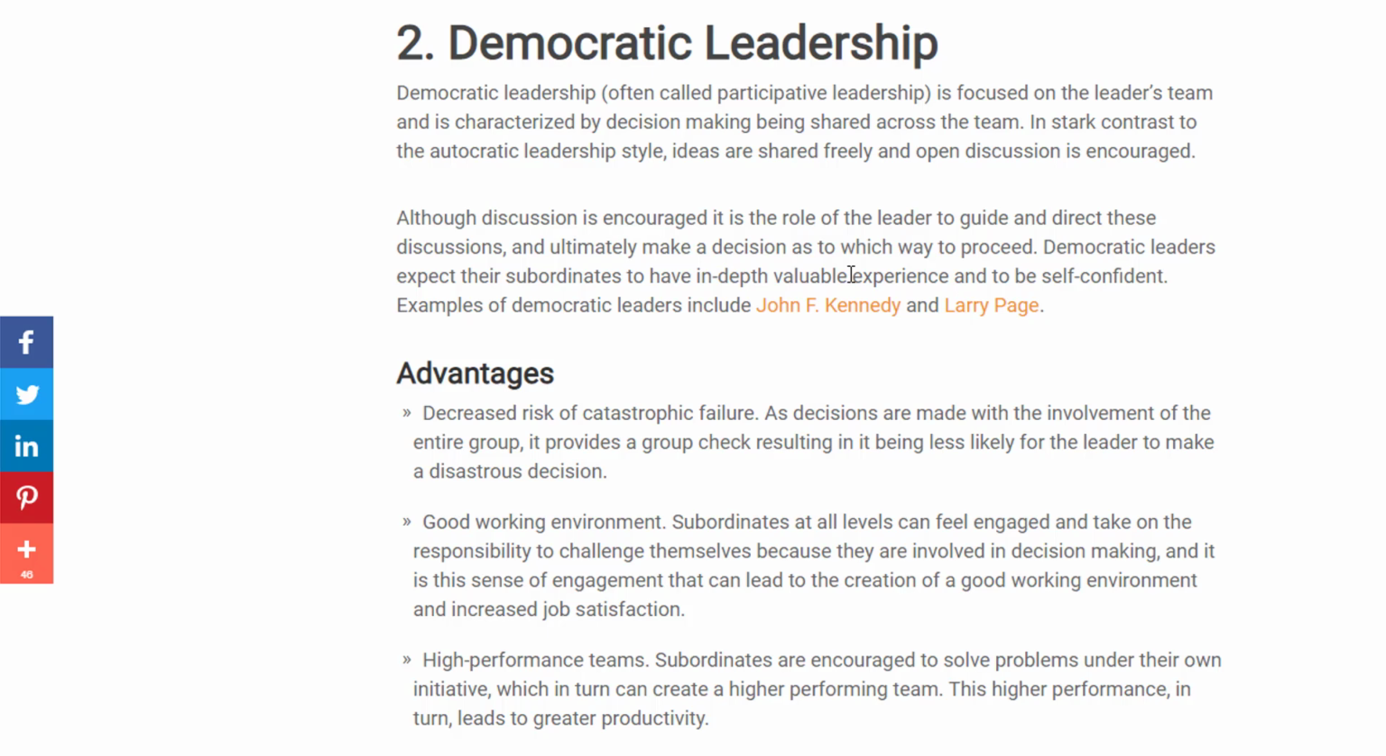So the fact is that the leader might get the ultimate decision, might get the ultimate say, but he or she takes into consideration the views and opinions of his subordinates and those working alongside him or her. So again, the key there is that the decision is made across the board. People share the decision-making process.